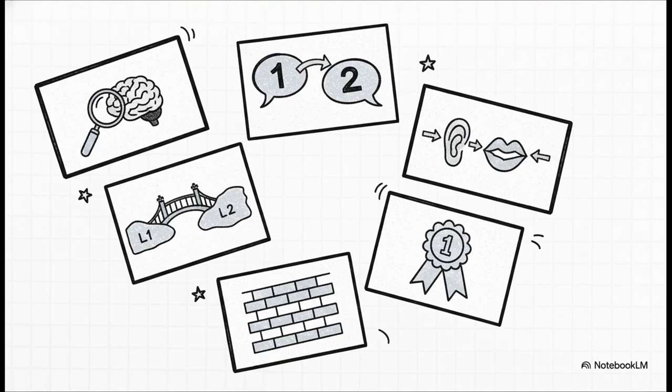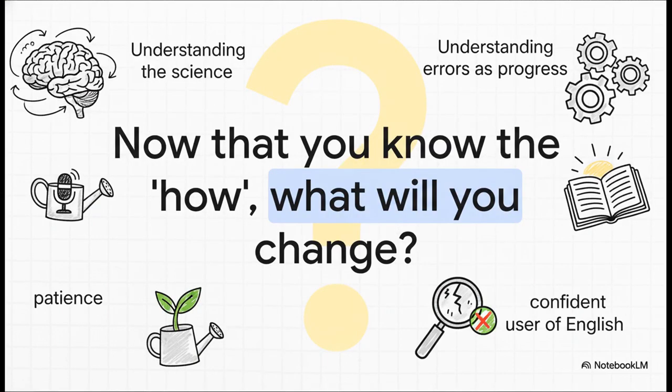All right, before we finish, let's do a super quick revision of the key terms for your exams. We started with SLA, the science of it all. We talked about your L1 and L2 and that personal inner language bridge between them. We covered Krashen's crucial ideas of input and that emotional affective filter. And we finished with the ultimate goal, communicative competence. And that's our deep dive into second language acquisition.